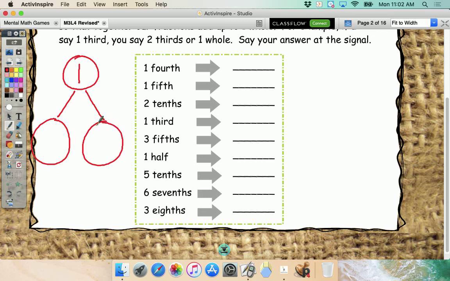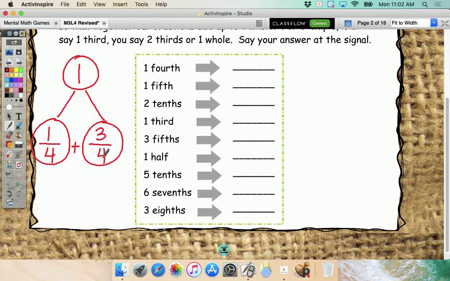So if I were to put 1/4 here, table 1, what would I add to 1/4 to make one whole? 3/4. Now, how'd you do that so fast? Because 1 plus 3 is 4.